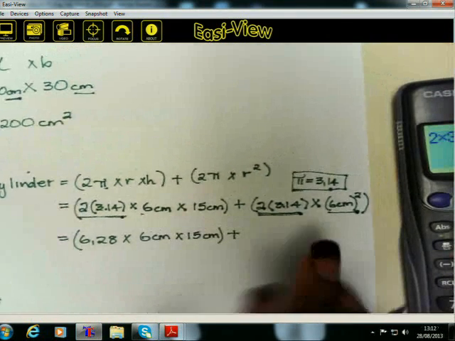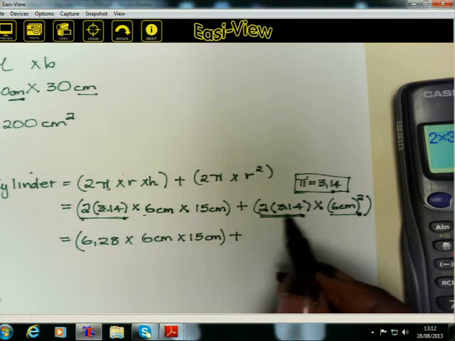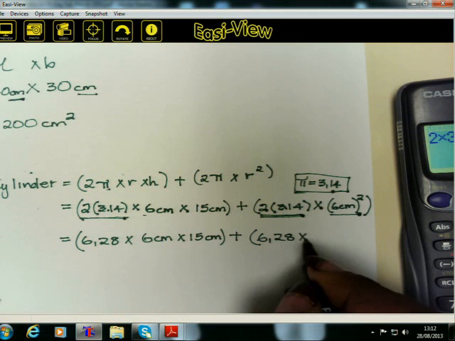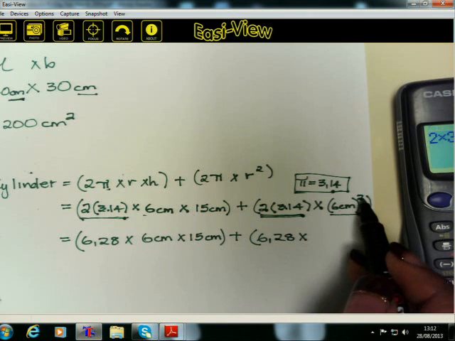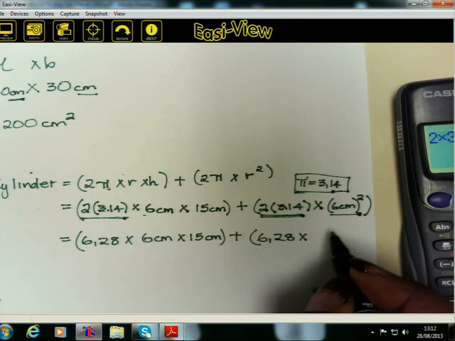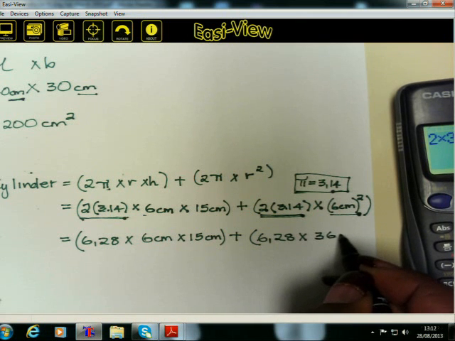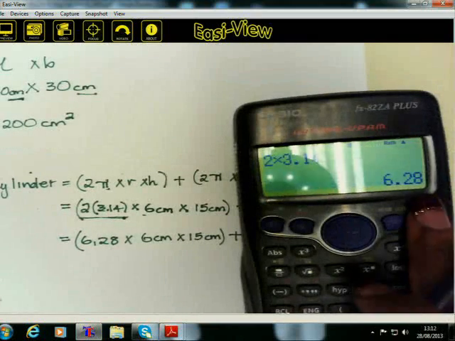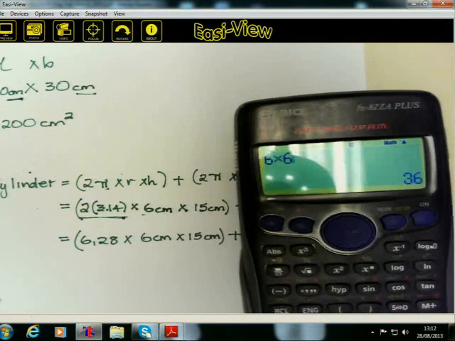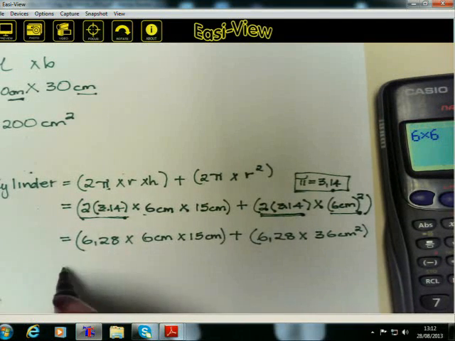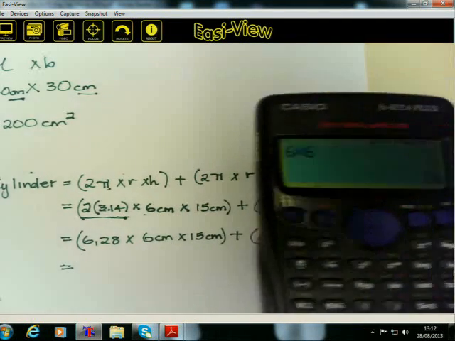Let us also solve the second bracket. The second bracket, again, it will be 6,28 multiplied by 6 centimeters squared, means we must multiply 6 centimeters twice, and that will give us 36 square centimeters. We can check that in our calculator. It gives us 36. Now we can multiply everything as it is inside the 2 brackets.